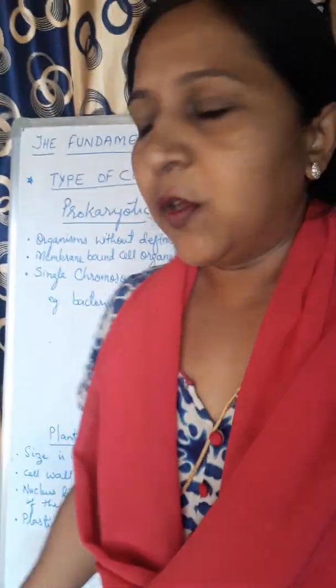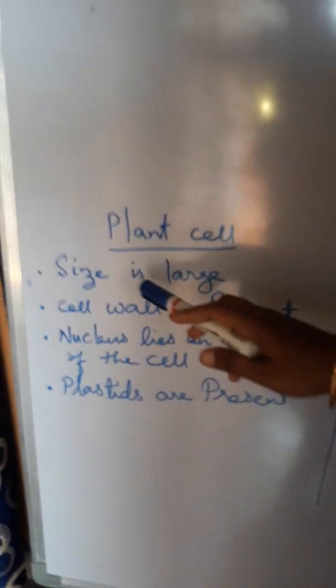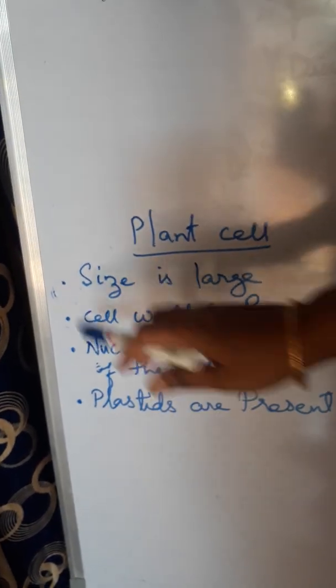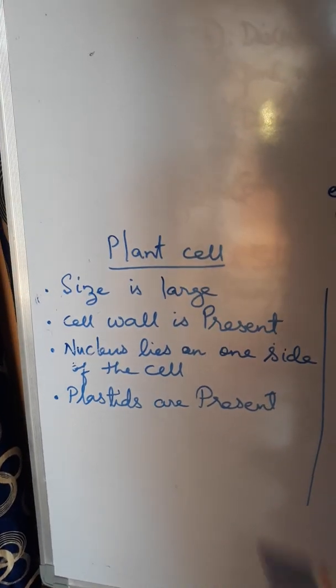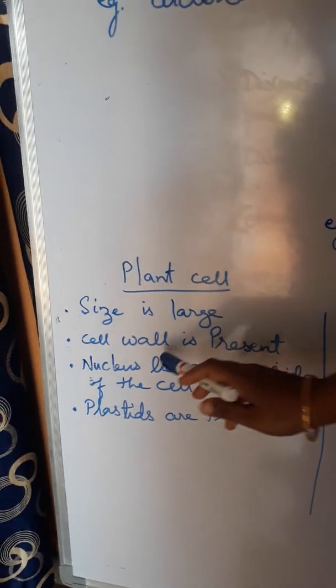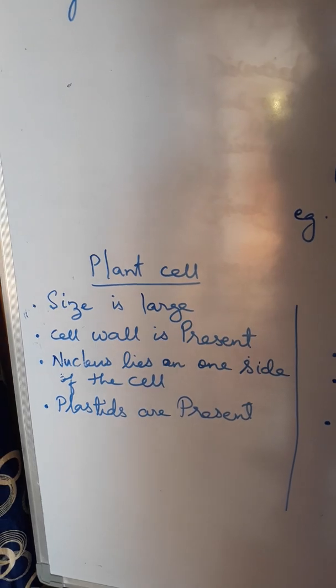So now let us see the difference between plant cell and animal cell. This also you studied in the previous year, that is the 8th standard. You studied the difference between plant cell and animal cell. Today again let us recall those points. The size of the plant cell is generally large compared to the animal cell. If you compare, the size of the plant cell is large, and in the animal cell the size is small. And cell wall is present in plant cell, whereas cell wall is absent in animal cell.